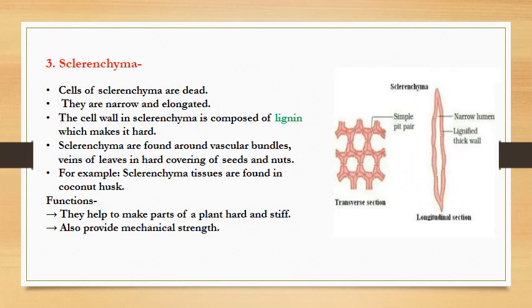Number 3, sclerenchyma. Cells of sclerenchyma are dead. They are narrow and elongated. The cell wall in sclerenchyma is composed of lignin, which makes it hard. Sclerenchyma is found around vascular bundles, in veins of leaves, and in the hard covering of seeds and nuts. For example, sclerenchyma tissue is found in coconut husk. Functions: they help to make parts of the plant hard and stiff. They also provide mechanical strength.